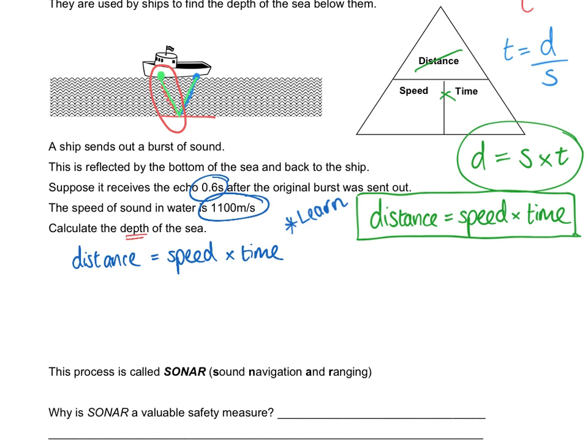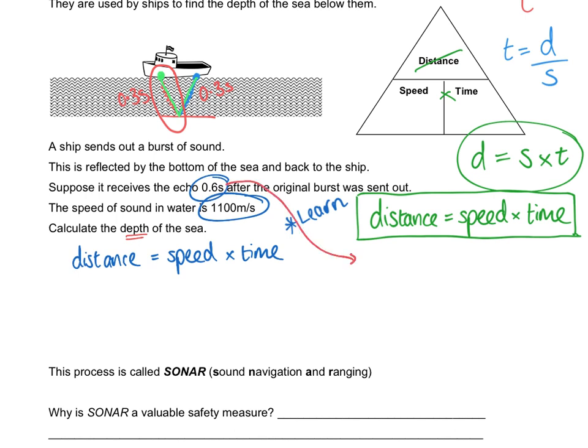So therefore, if it took 0.6 seconds to go from the boat to the bottom of the sea and back again, how long did it take to go from the boat to the bottom of the sea? Well, it will have taken half the time, okay? So 0.6 seconds is the time taken to go from the boat to the bottom of the sea and back again. So therefore, it would have taken 0.3 seconds to get to the bottom of the sea, and then 0.3 seconds to get back to the boat again. Can you see how that works? So it's a total time of 0.6 seconds, but half that time will be taken to go from the boat to the bottom of the sea, and half the time will be taken to go from the bottom of the sea back to the boat again. So in these calculations, you always divide the time by 2. You take half of the time, okay?